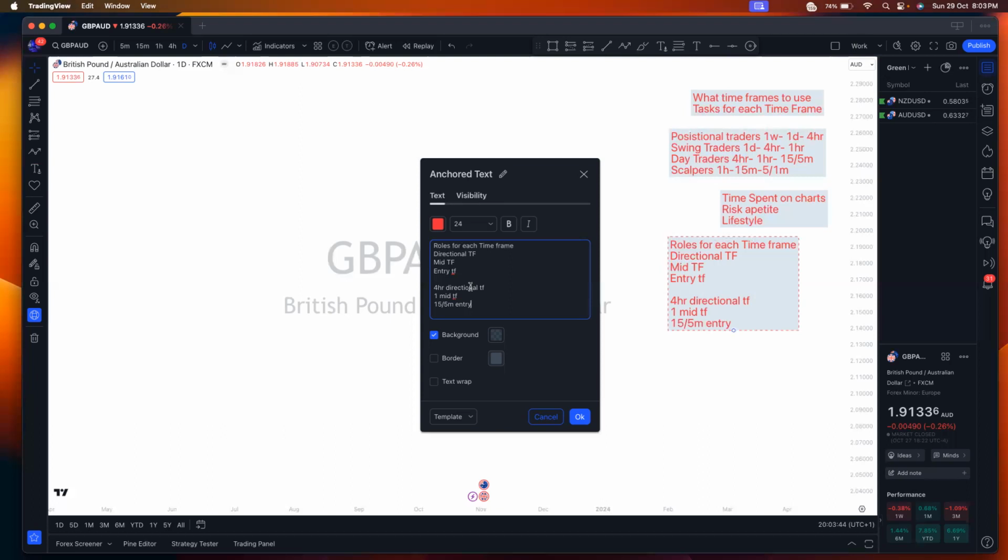Do you understand? This process is called the top-down process. We're starting from the top and then what? Coming to the downside. We're starting from the bigger time frames to what? The smaller time frames. Do you guys understand this stuff?